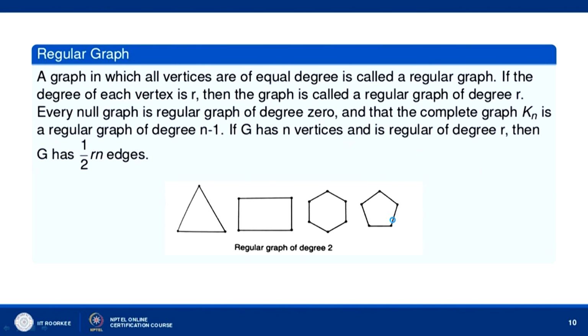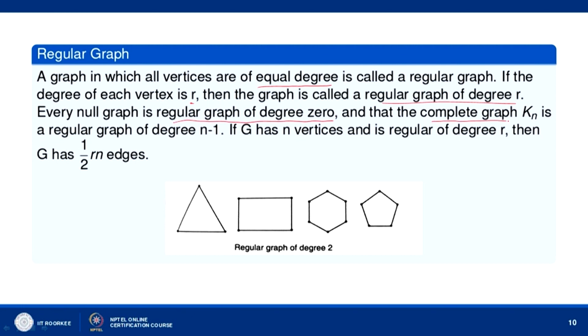Now, regular graph: a graph in which all vertices are of equal degree is called a regular graph if the degree of each vertex is r. So, that means there are r edges at each vertex which are incident on it. The degree of each vertex is given to be r. So, if there are r edges incident on each vertex, then the graph is called a regular graph of degree r. So, when each vertex of a graph has equal degree, say degree is r, then it is called a regular graph of degree r, and every null graph is a regular graph of degree 0.